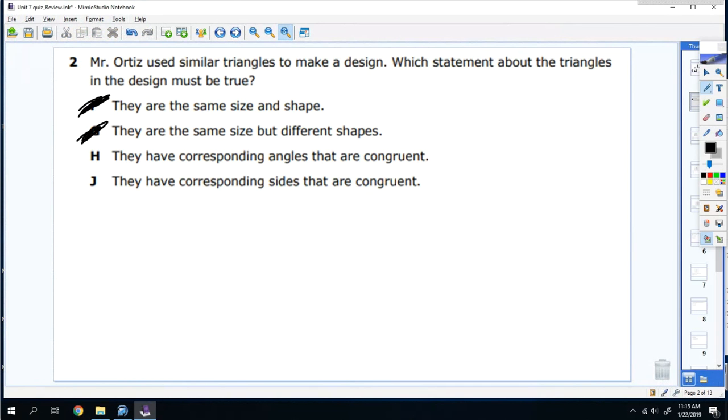H. They have corresponding angles that are congruent. True. The corresponding sides are congruent. Not particularly, corresponding sides have to be proportional.